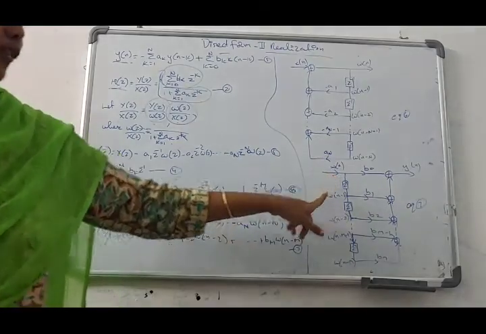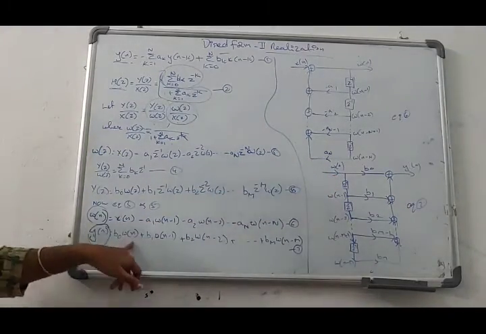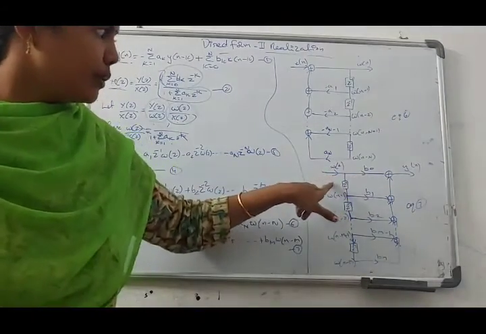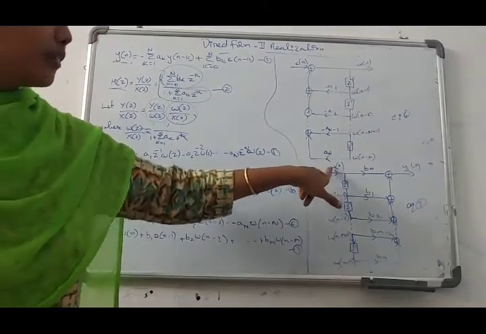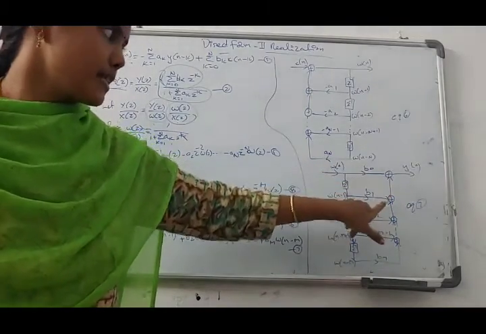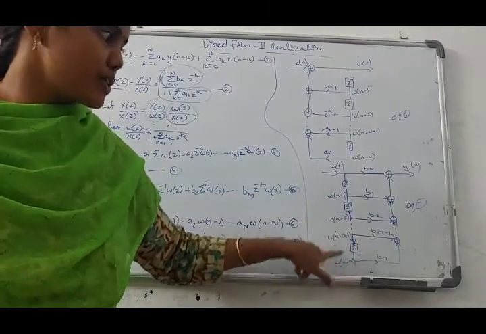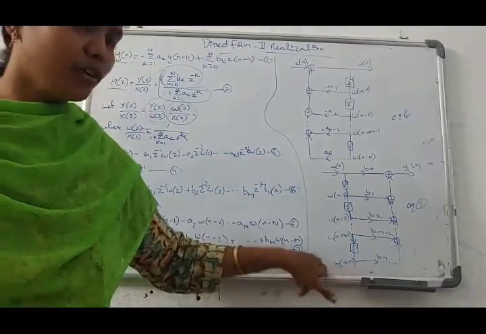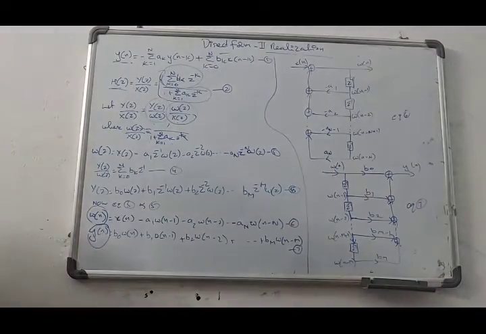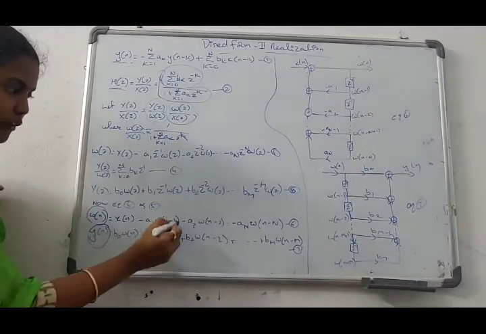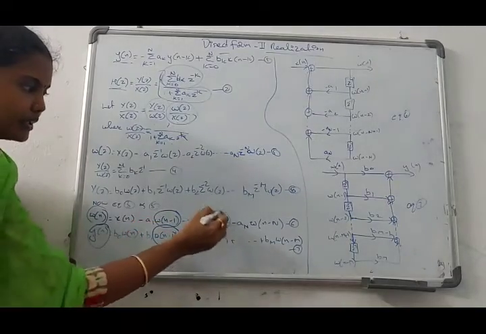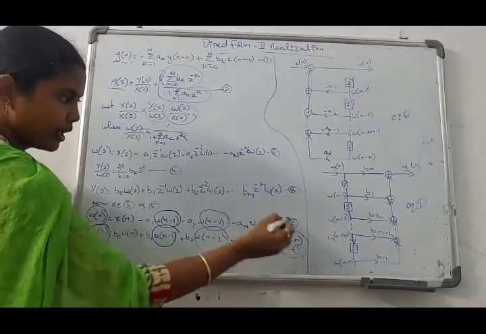So input is w of n and see, b0 into w of n, plus b1 into w of n minus 1, plus b2 into w of n minus 2, up to bm into w of n minus M. Okay. See these two. The delays are same. w of n minus 1, w of n. The delays are same. Okay.